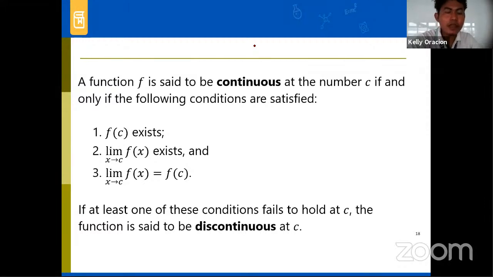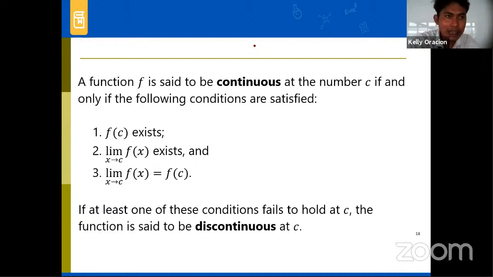Pero pag first condition nag-exist, then ang second condition, wala nag-exist ang limit. Again, ang first condition nag-exist, pero ang second condition, wala nag-exist ang limit. That means, stop na. Conclude directly that the function is discontinuous.